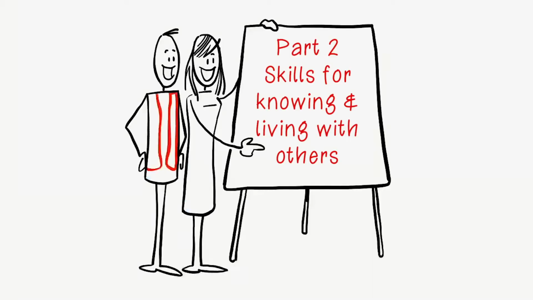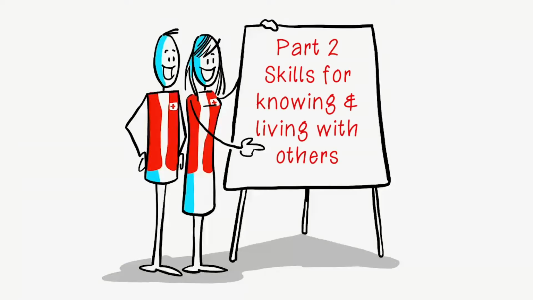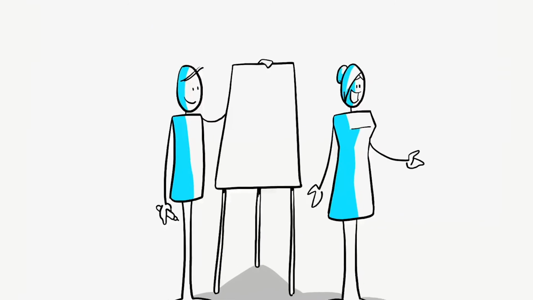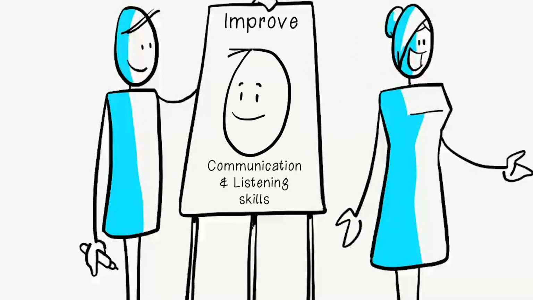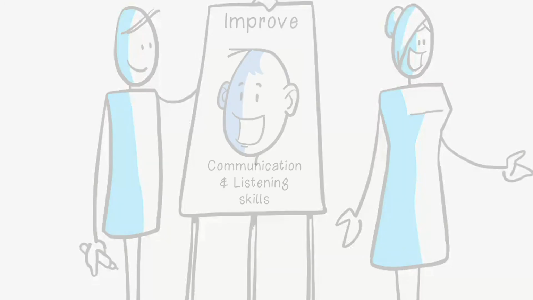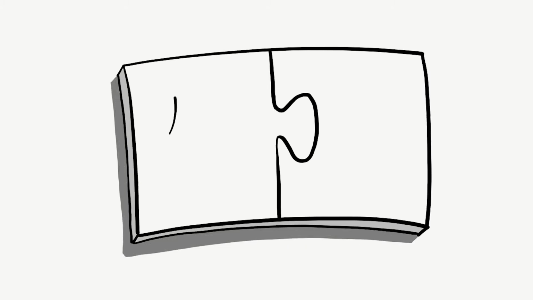Active listening. This exercise is from part 2, Skills for Knowing and Living with Others. The purpose of the exercise is for the participants to improve their communication and listening skills. The exercise has 2 parts.